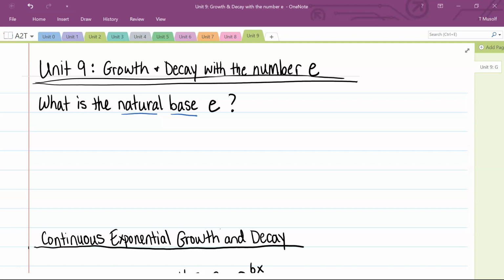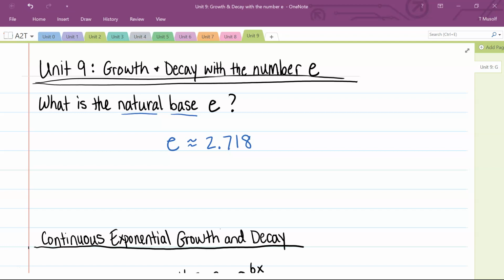All right, so the natural base e is approximately 2.718. It's kind of similar to pi in that it's a repeating number. It's irrational. It has a lot of digits. There's no way to approximate it with a fraction, and that's what makes it irrational.